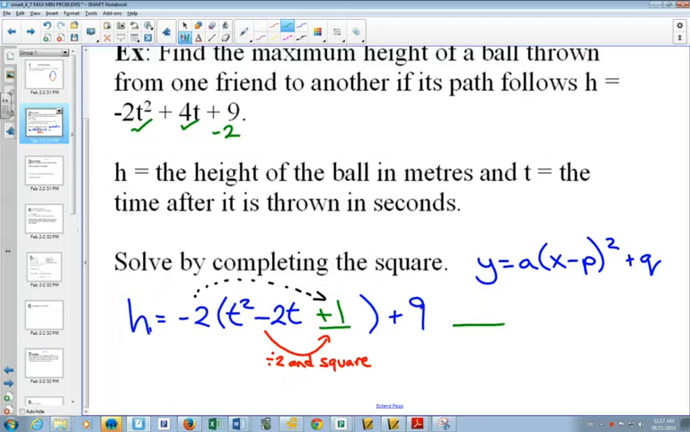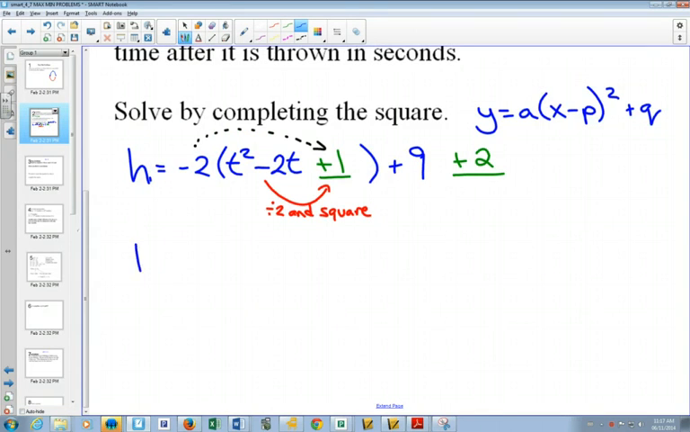But now I have an additional -2 on this side. So you may find that you have to add 2, so that basically cancels out. So we haven't done anything. But what that allows us to do now is change our equation to be h equals -2 (t minus 1) squared plus 11. And now we know, and we can graph this.